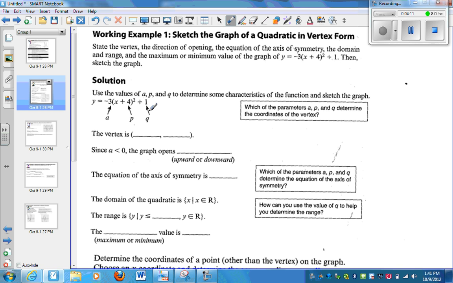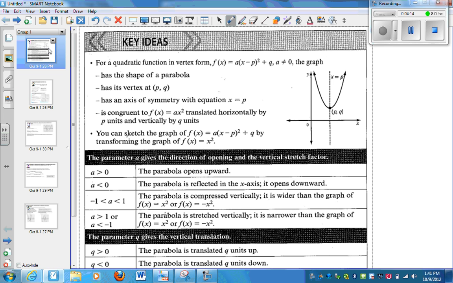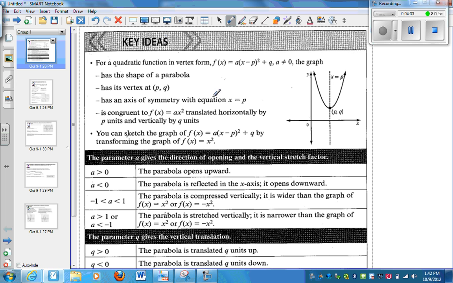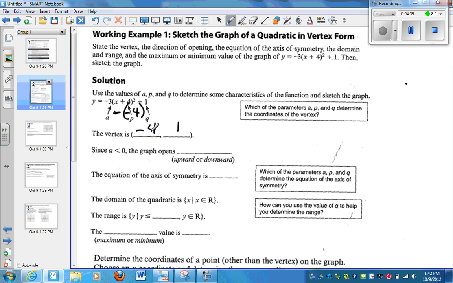So the vertex is always P, Q. Okay, that's what the vertex is. But notice it's x minus P. Here we have x plus 4, so it's actually minus -4. So P is actually -4. So my vertex is at -4 and 1. We're going to keep that positive 1 because remember our form is x minus P plus Q. So that's the number one mistake people are going to make. They're going to say, oh, it's 4, 1. No, it's -4, 1 because it's always x minus P. Whenever you get a positive, basically you switch the sign of what you see. Okay, since A is less than 0, the graph opens downwards.